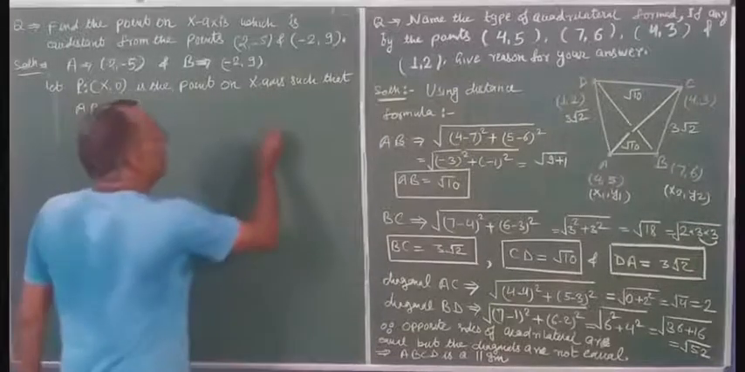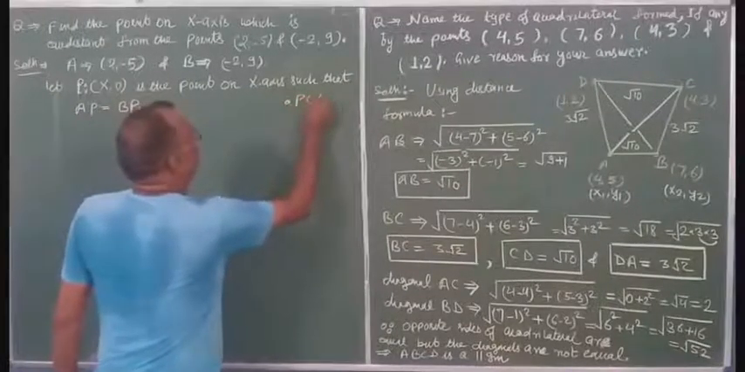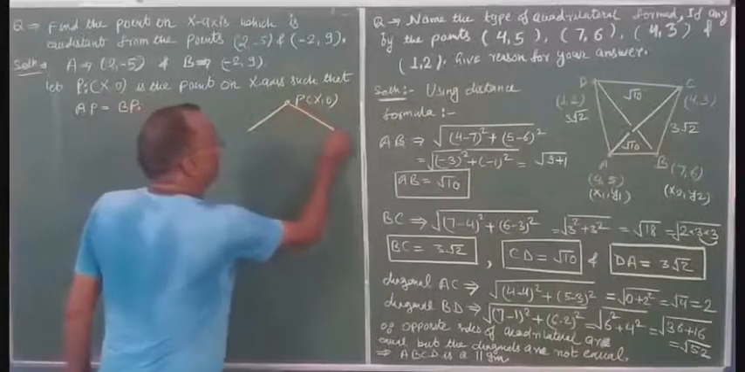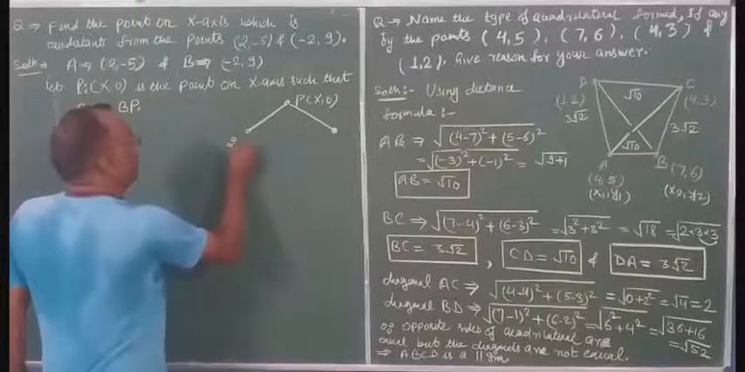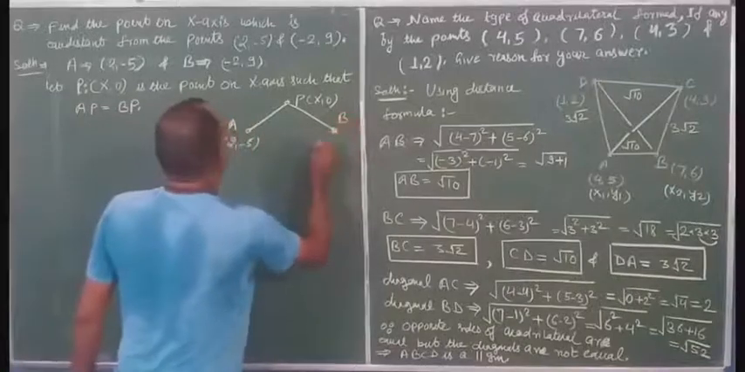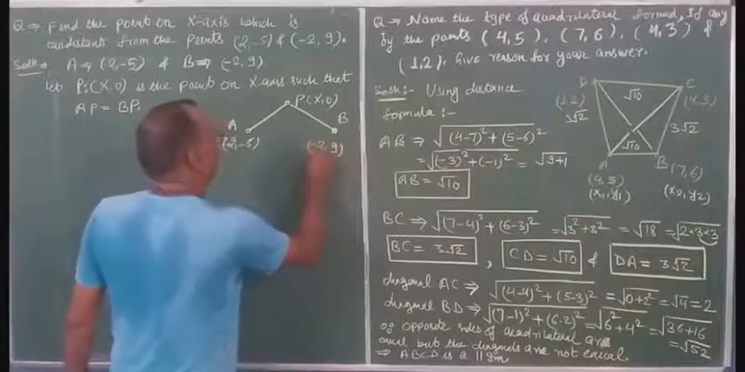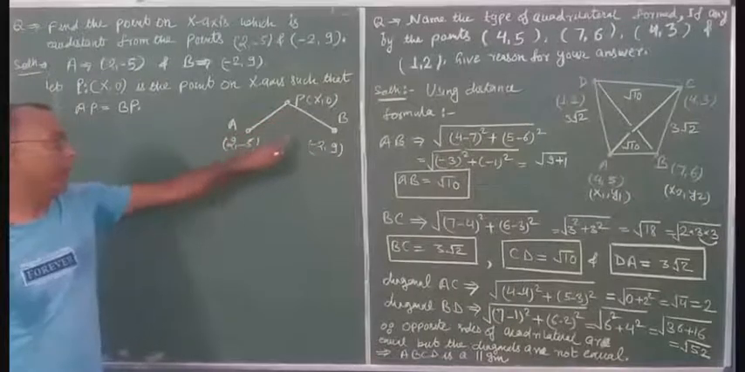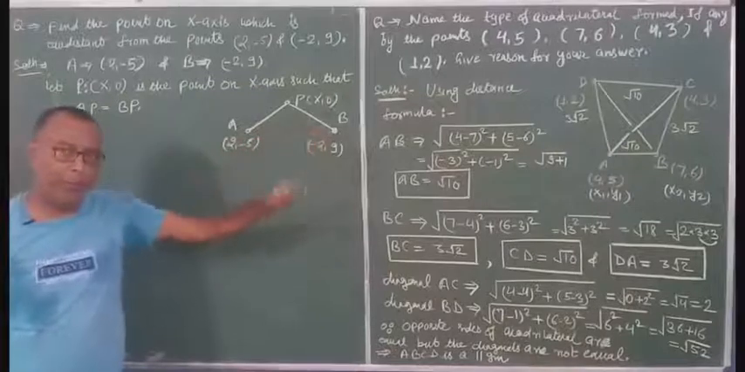Just look here. Suppose this is the point P, (x, 0). And this is A, (2, -5). And this is point B, (-2, 9). This P is equidistant from A and B. It means PA is equal to PB, or AP is equal to BP.